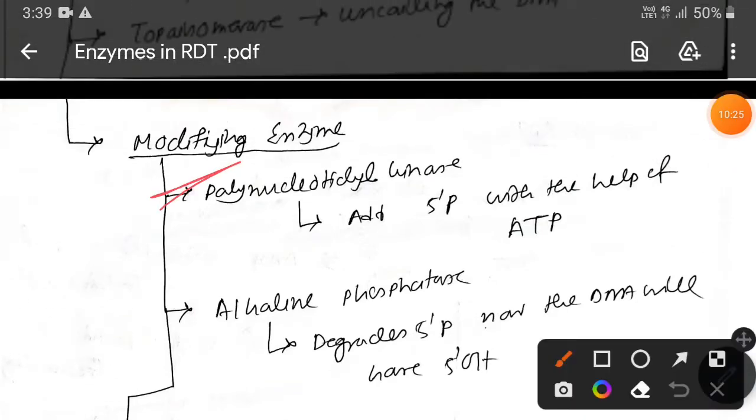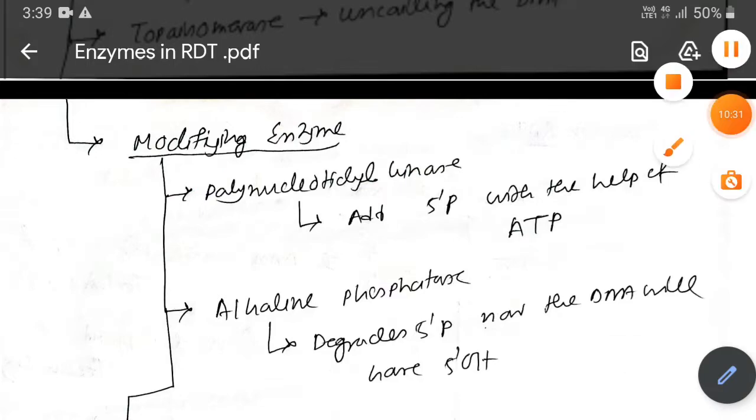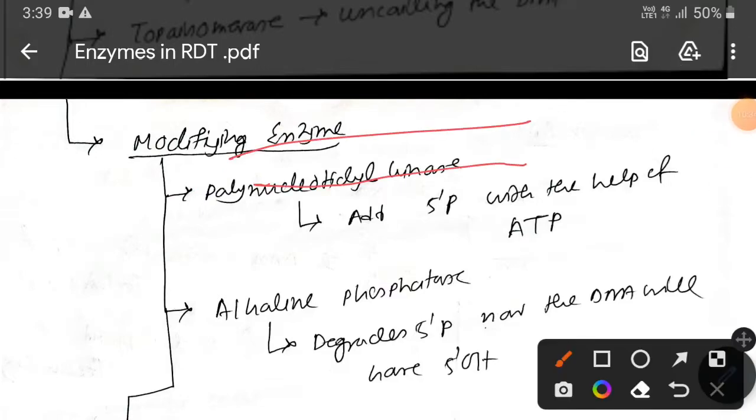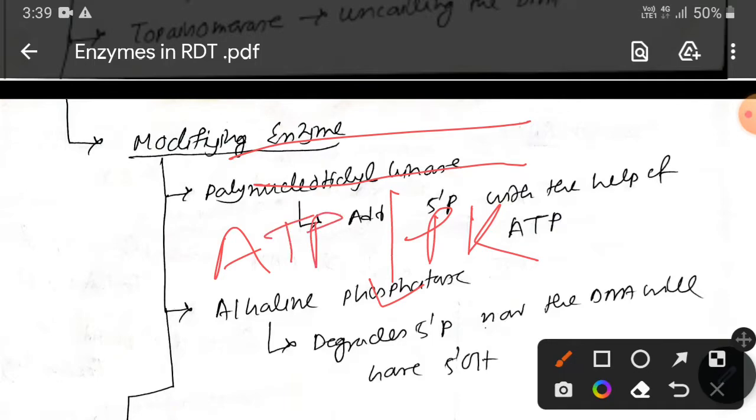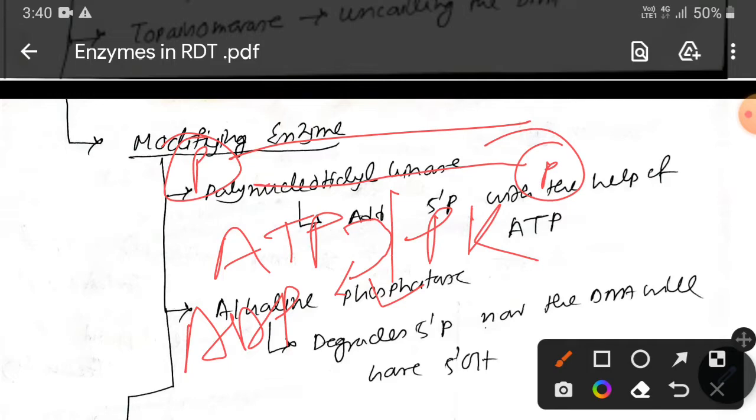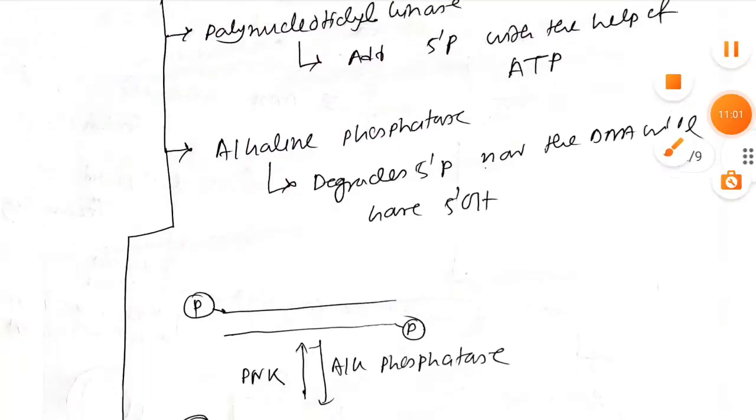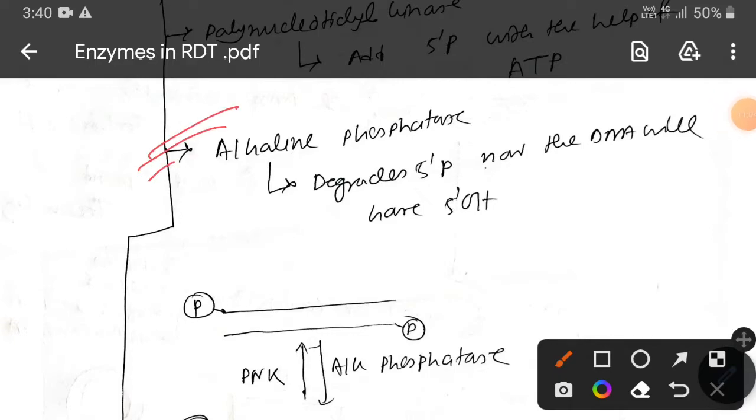For example, polynucleotide kinase that adds a 5' phosphate group with the help of ATP. Suppose this is a DNA molecule and you have added polynucleotide kinase, PK, I am denoting, in the presence of ATP. So this PK will snatch the phosphate from ATP and convert the ATP into ADP and join that phosphate at the 5' position in such a manner. Okay, that is the idea of polynucleotide kinase, although we are going to discuss this in a detailed manner within some minutes. Then the second enzyme is alkaline phosphatase.